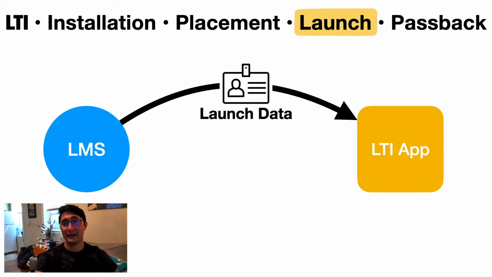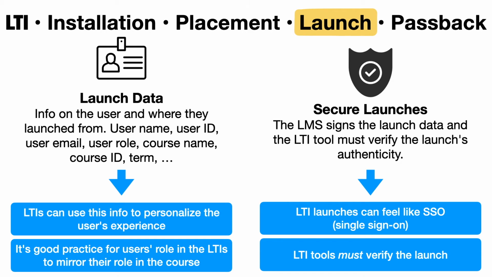The next part of LTI is launch. And so this is the process of getting the user from the LMS into the LTI app. And the LMS in this process will redirect the user to the app and provide some extra information, which we call launch data. So that launch data will include info on the user and where they launched from, so which course that was. Some example pieces of information in the launch data might be the user's name, the user's ID, user's email, user's role, the name of the course or the ID of the course, or the current term, the current semester.